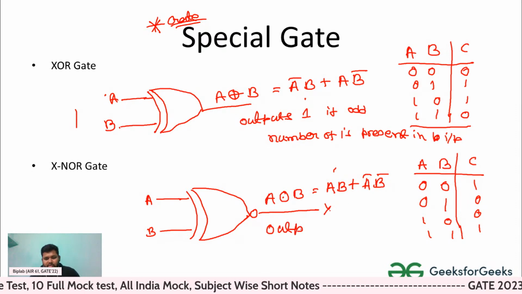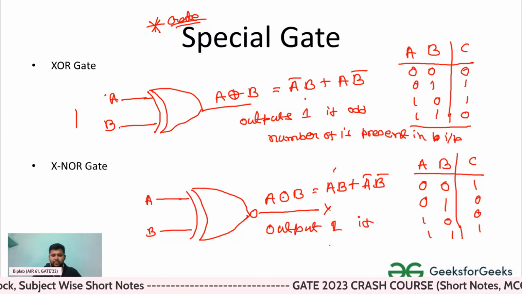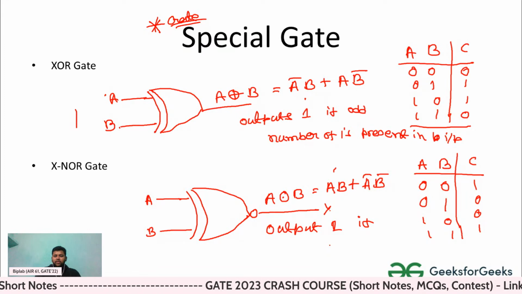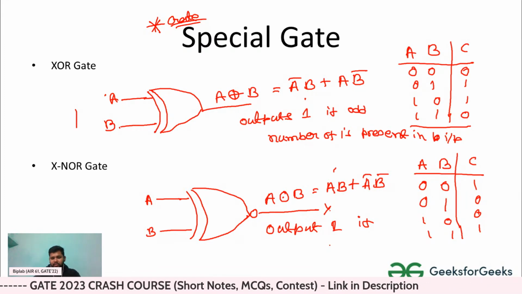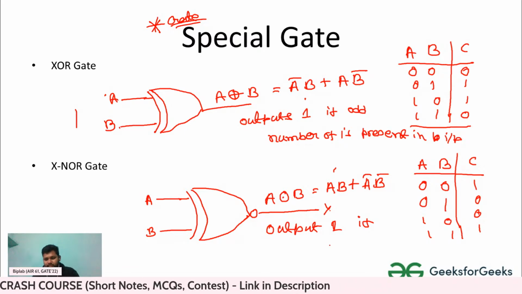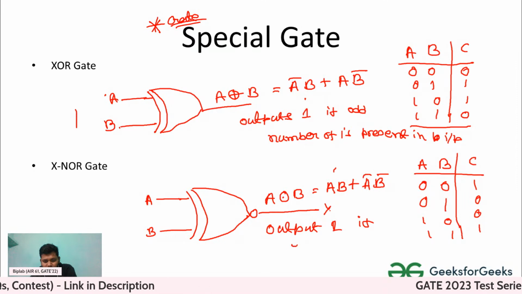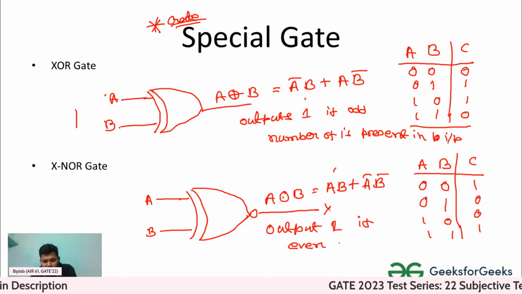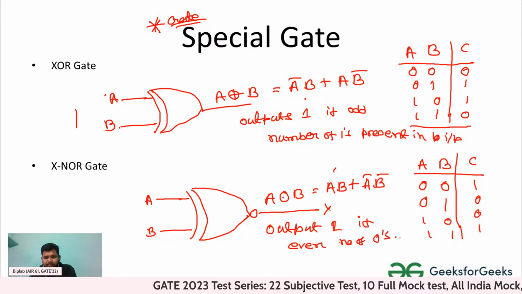So outputs 1 if what? If you have even number of zeros. Okay.